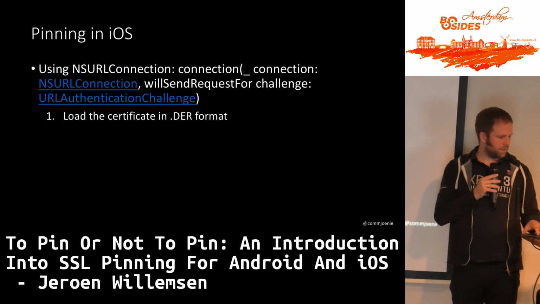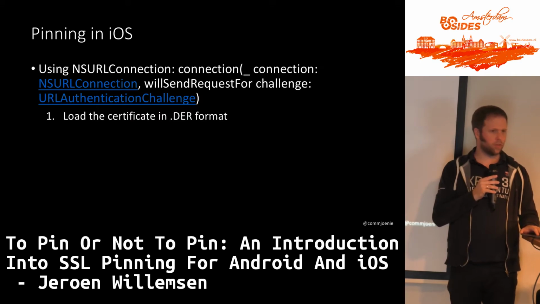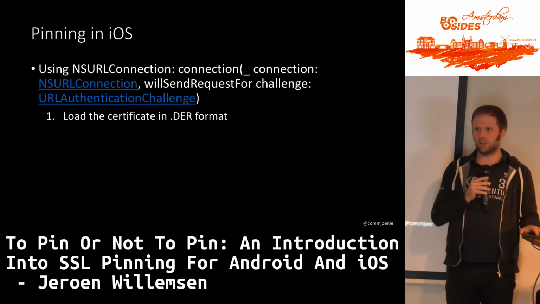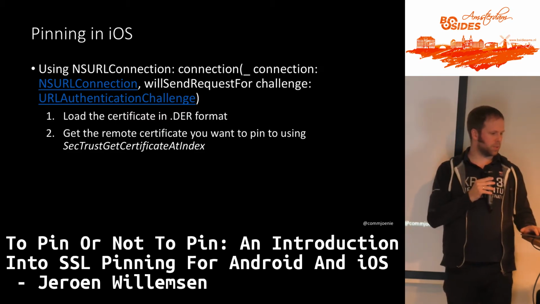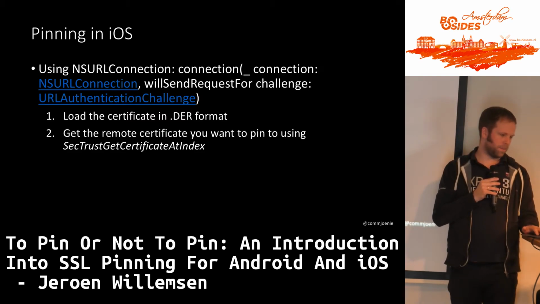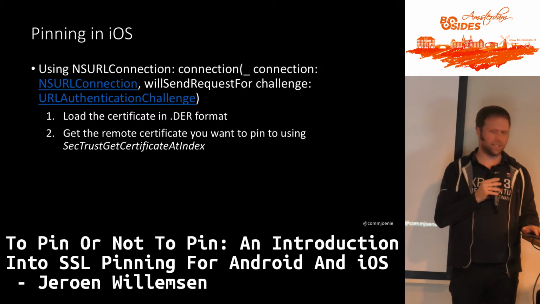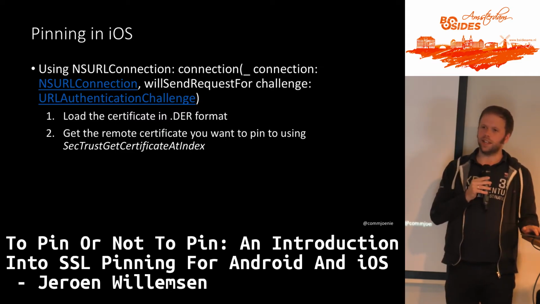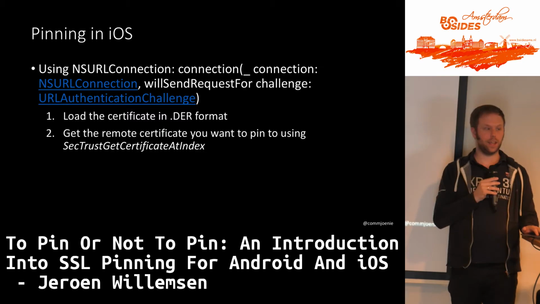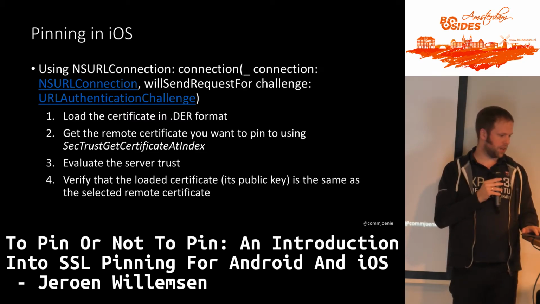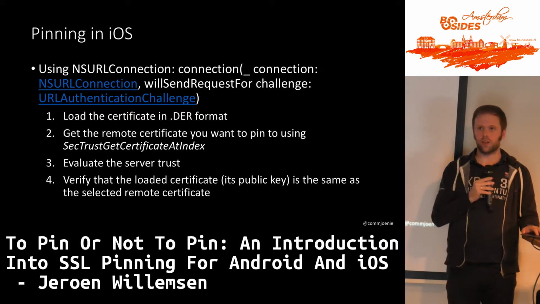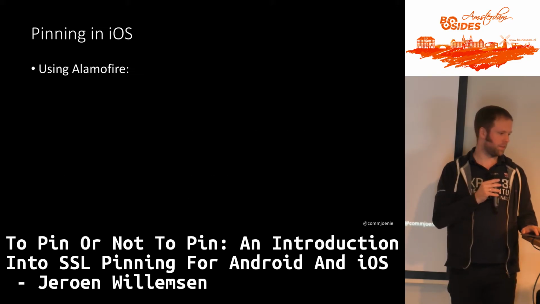So how do you do that then? So first you load the certificate in a DER format, because that's what the libraries understand. Then you basically select the certificate you want to pin to using the verb, basically. Oh, and you don't have to do chain validation, because that's what Apple does for you. Thank you, Apple. And then evaluate server trust, and if everything is fine, verify whether it's the same and move along.